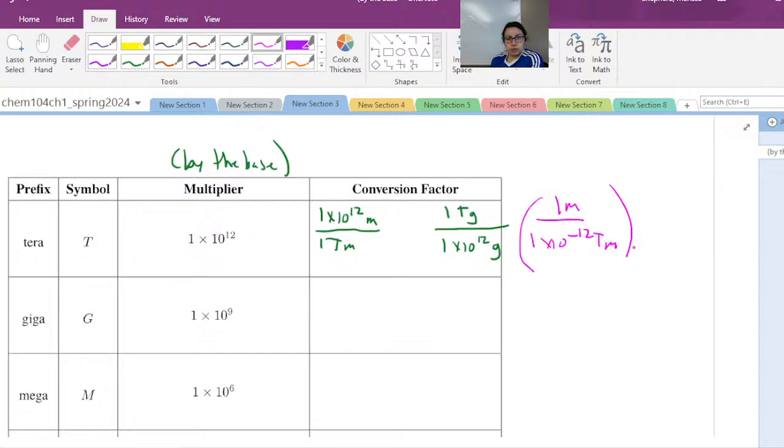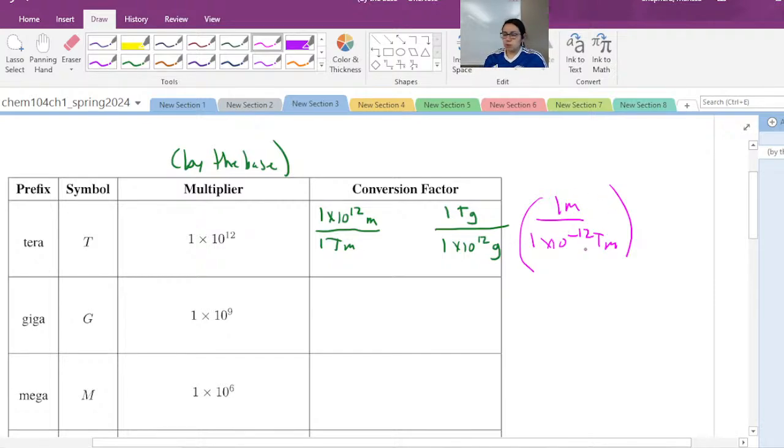And then you just converted that one to the negative. Yeah, so this one, if you just multiply it by 1 times 10 to the negative 12 on top and bottom, that probably is the easiest way to see that mathematically. Or I'm just thinking of how would you have to break up your terameters to get 1 meter, so you're reversing it so you can go back and figure it out.